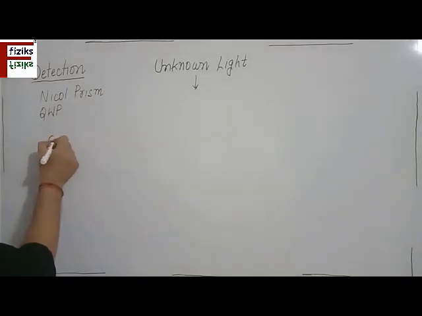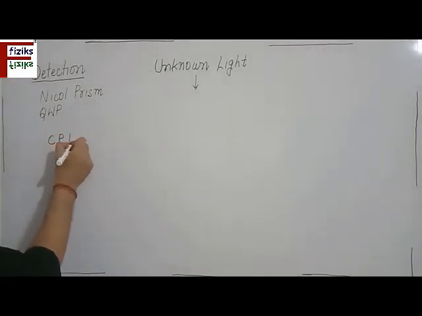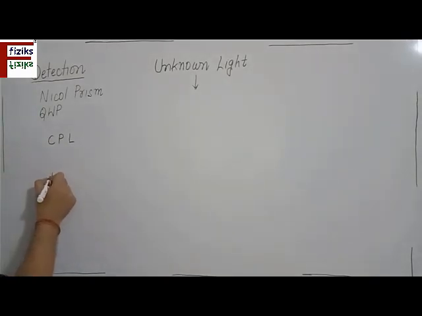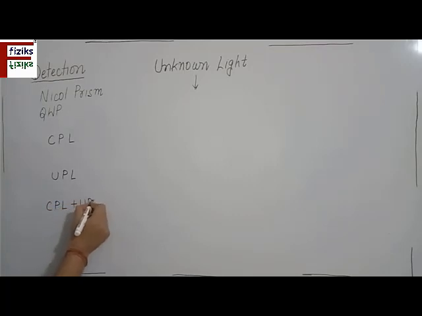Either the incident light will be circularly polarized light, or it can be unpolarized light, and it can be a mixture of circularly polarized light plus unpolarized light. So for the situation when on the emergent side of the Nicol prism we are getting no variation in intensity, there can be three different polarized lights which can satisfy this condition.